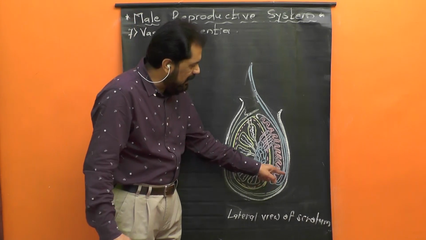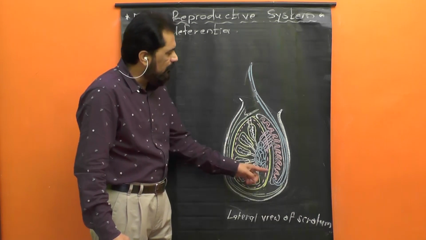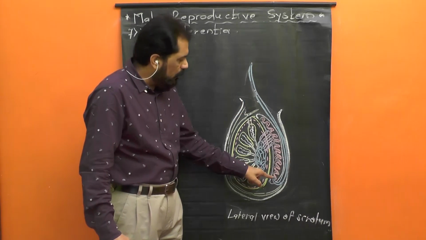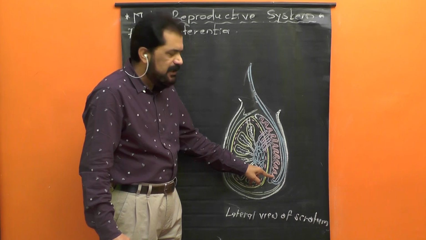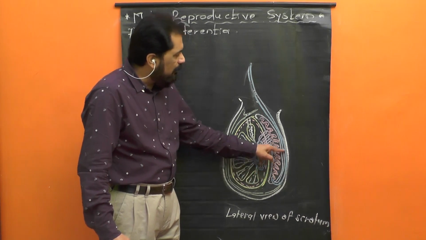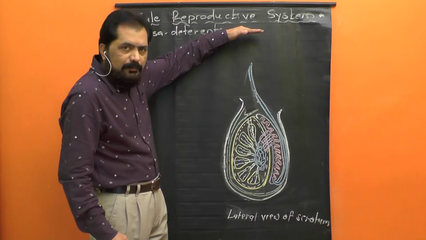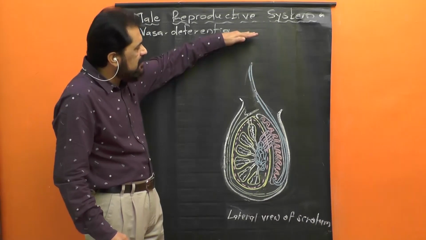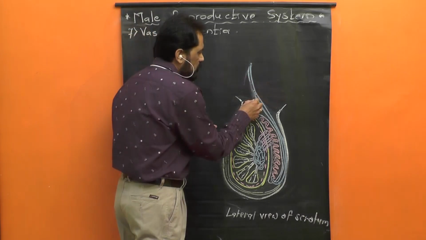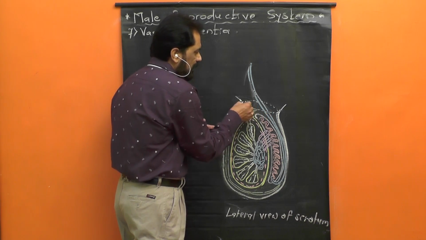So here, with the help of blue color, I have shown the vas deferens. So the vas deferens, or we can say both Vasa Deferentia, they originate from the posterior end of Cauda epididymis and run upward and enter into the abdominal cavity. Enter into the abdominal cavity through inguinal canal. I can show with the help of such dotted line. This is supposed to be the inguinal canal.